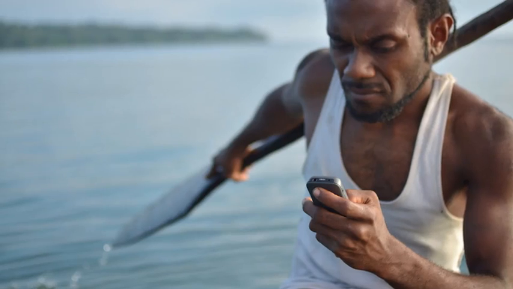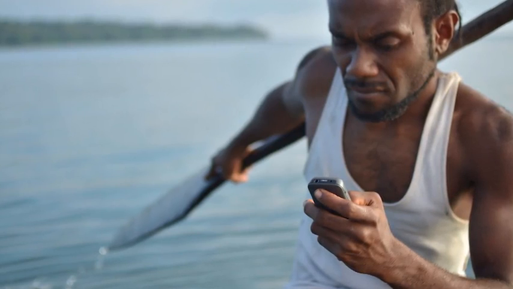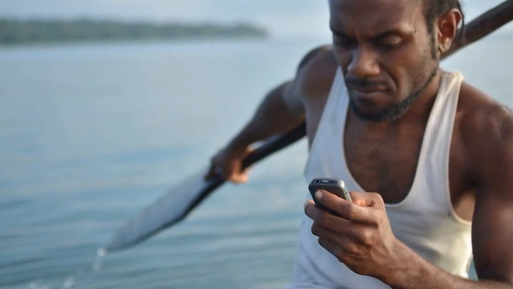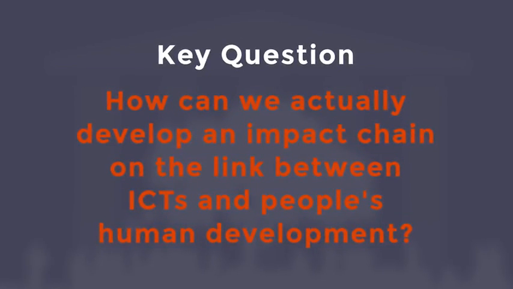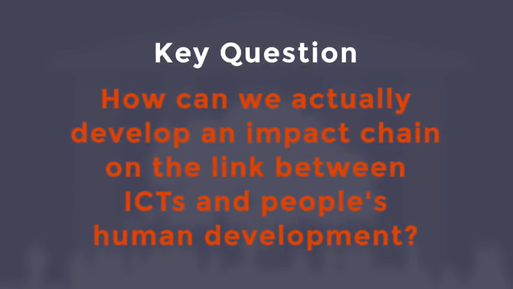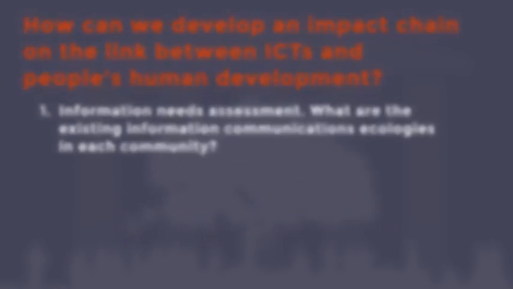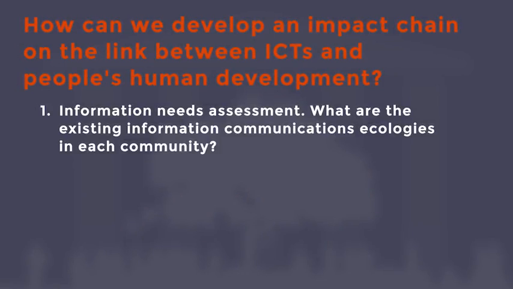So it's really critical whether or not ICTs can provide people with new options, new opportunities, and capabilities for economic and social development. So now let me come to a key question. How can we actually develop an impact chain on the link between ICTs and people's human development? So the first step is an information needs assessment.